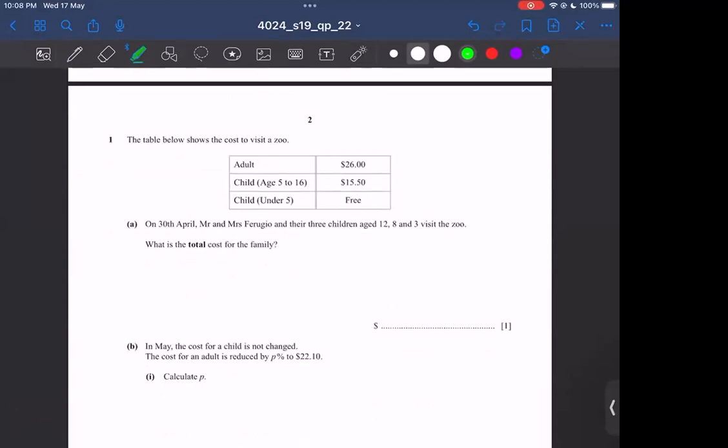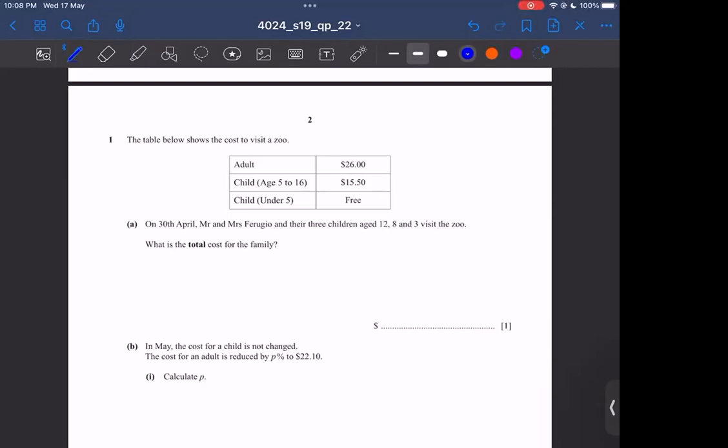The table shows the cost to visit a zoo. That is, adult cost is $26.00. Child age from 5 to 16 is $15.50, and child under 5 is free. So on 30th April, Mr. and Mrs. Frego and their 3 children aged 12, 8, and 3 visit the zoo. What is the total cost for the family?